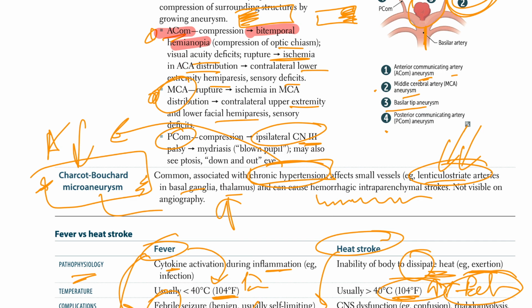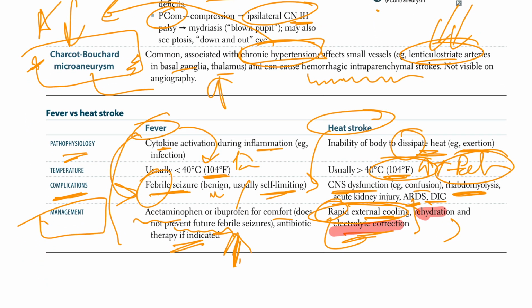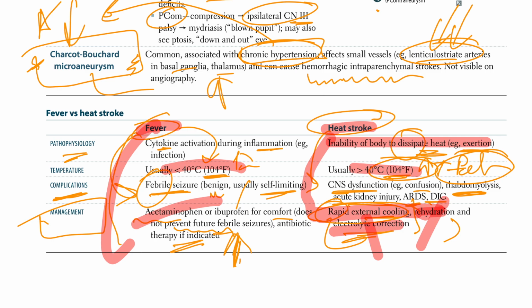Fever and heat stroke. Fever would not be greater than 104. If you see greater than 104, think about heat stroke, because the body cannot dissipate the heat, cannot take out the heat, okay? And so the only way you want to take out the heat is through external cooling, rehydration, electrolyte correction. With a fever, acetaminophen, but it will not prevent future febrile seizures. And why would it? Simple thing, right? And that is all for this topic.